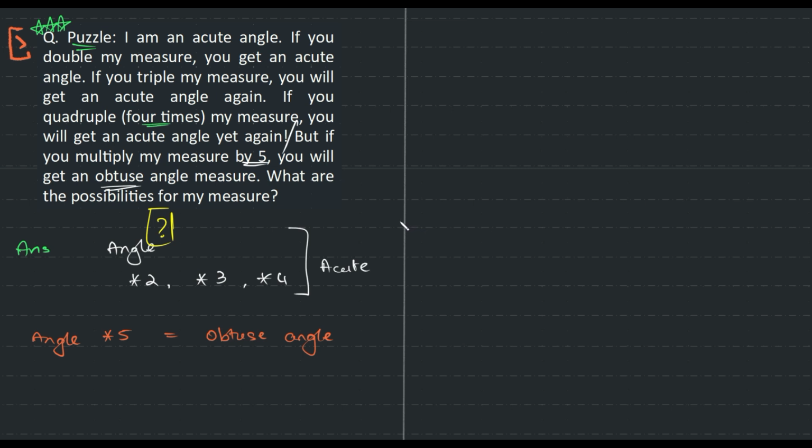How will we go about doing it? Think. See, I know that 5 times the angle should be greater than 90 degrees. Agree? Now, if 5 times the angle is greater than 90 degrees, one of the angles will be 90 degrees by 5.